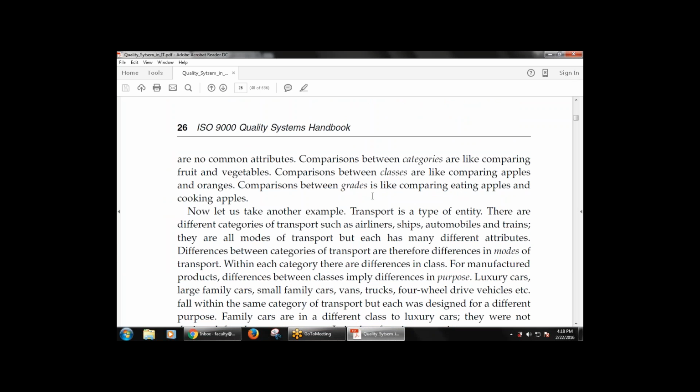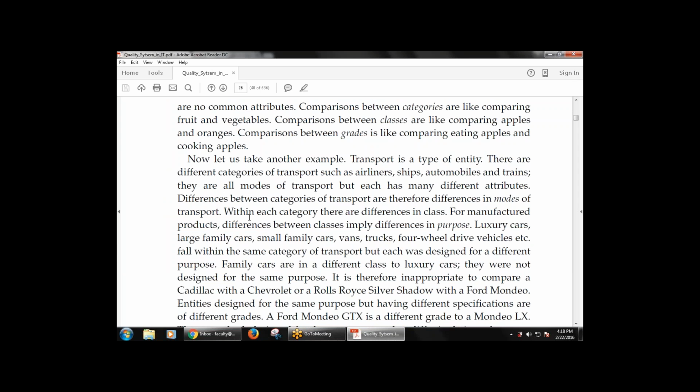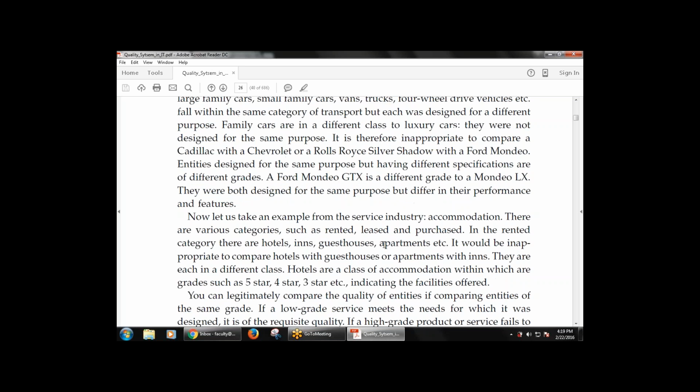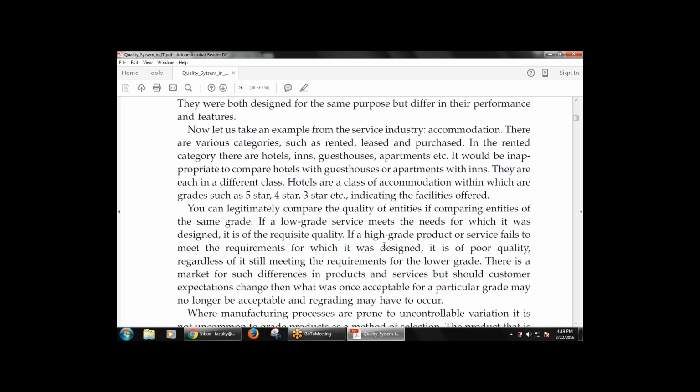Now take another entity, transport, and there are different modes of transport. That may be a vehicle, a van, a car, a truck, anything that is used as a transport facility. And family cars are in a different class to luxury cars. This is how we can classify the various qualities of a product, and that depends on the entity. That may be transport, or anything else available in different quantities.